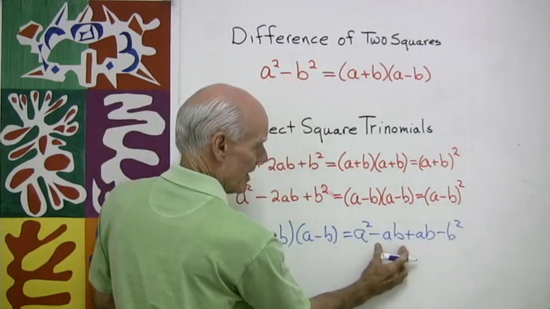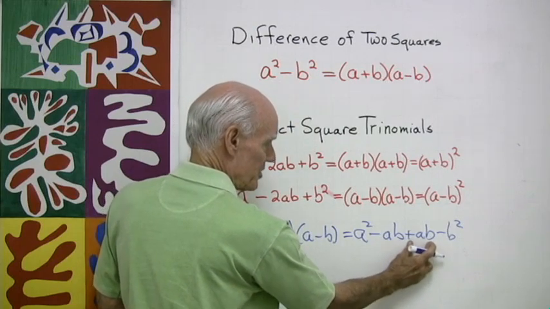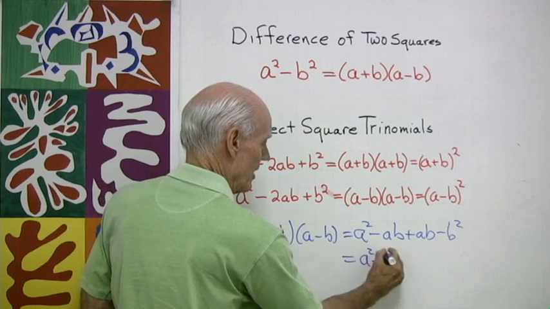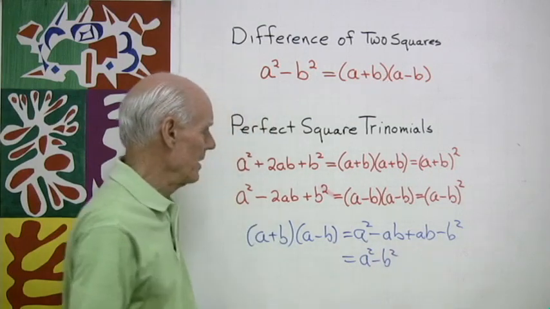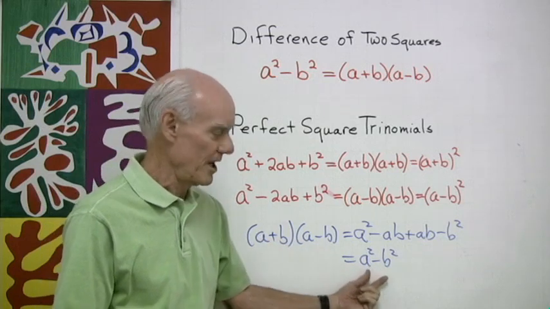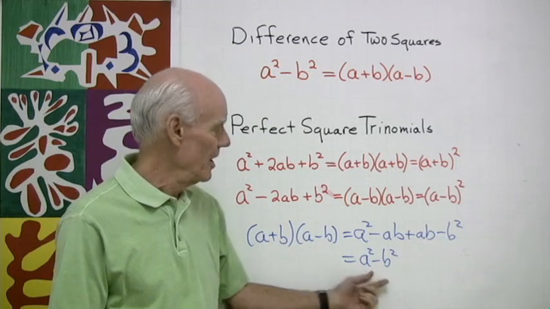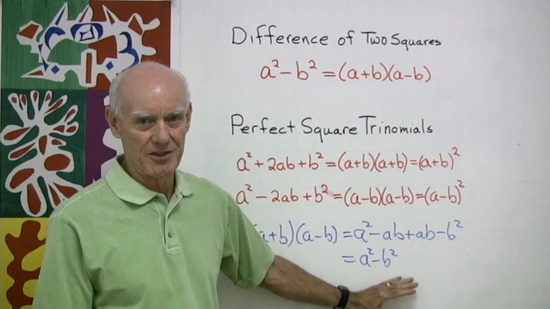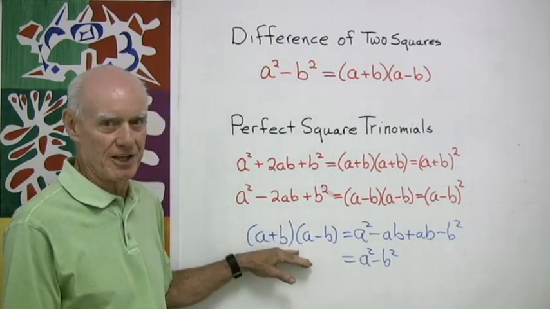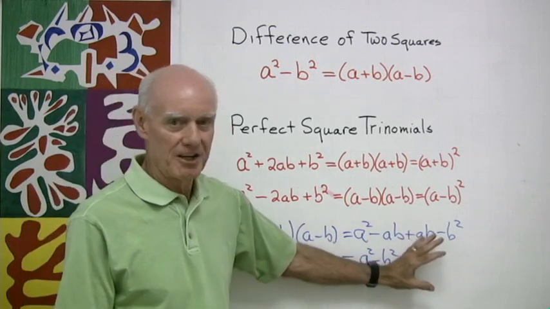Well, you can see that minus ab plus ab adds to 0, so this comes out to be just a squared minus b squared. So when you look at this multiplication here, you see I multiply these two things and I get a squared minus b squared. That means that you understand why a squared minus b squared factors into this. So that's the understanding part of it.